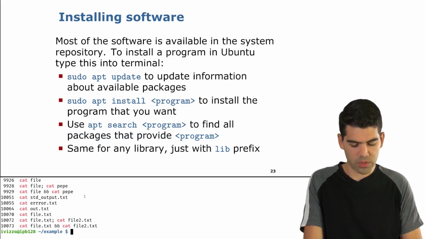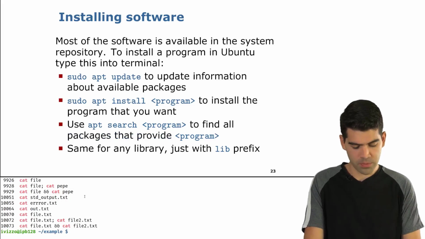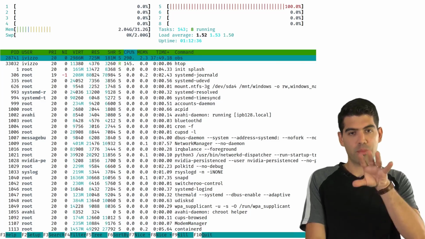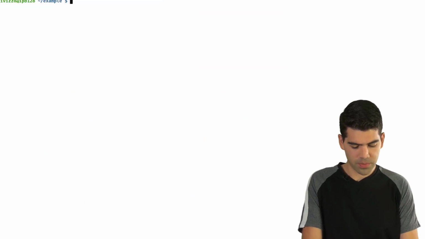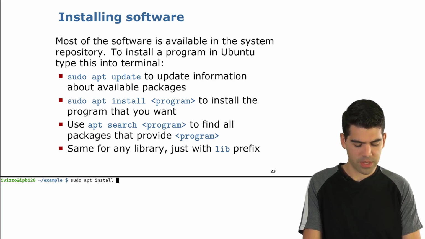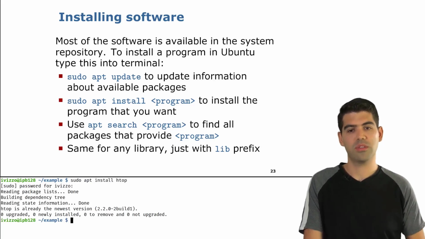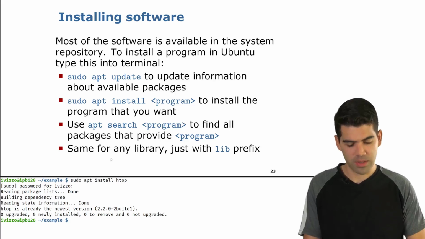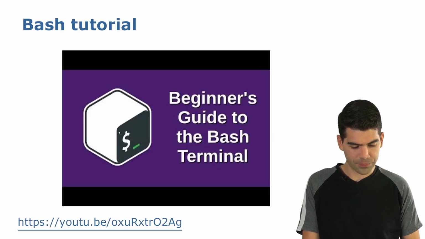So let's say you want to run htop. htop is this application to watch all the processes on your computer, like this one. If you don't have it, the only thing you need to do is sudo apt install htop, and then it's going to ask for your password, and it's going to install the htop binary on your system, which is extremely easy and convenient.